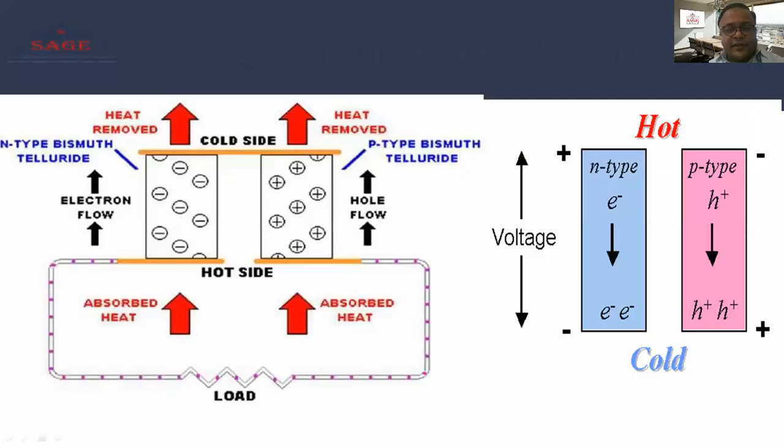This is another pictorial view, where the P type and N type junctions are shown in the figure, and the hot side and cold side are also represented. The hot side is the top side, where heat is supplied from external sources, and the cold side is where heat is rejected to the surroundings, at the other end where the electromotive force will be generated.